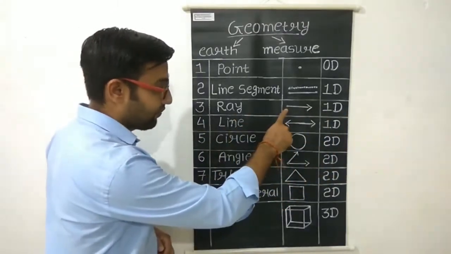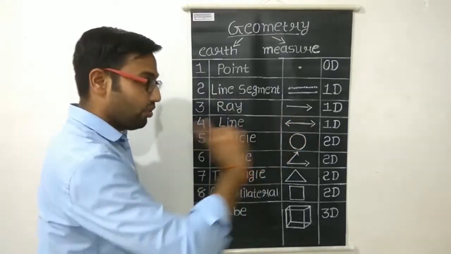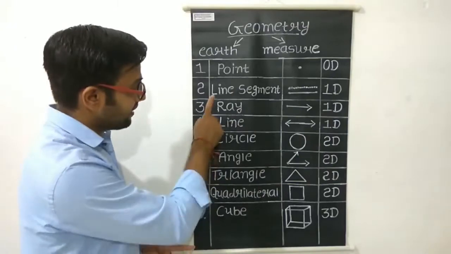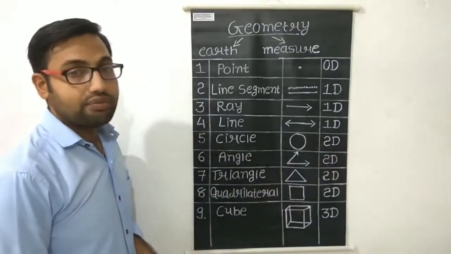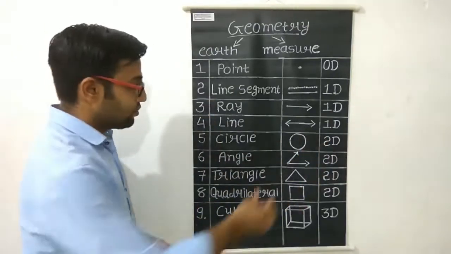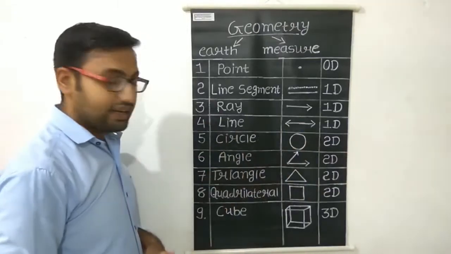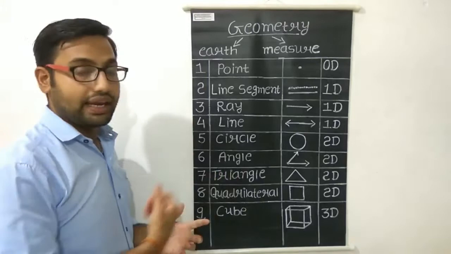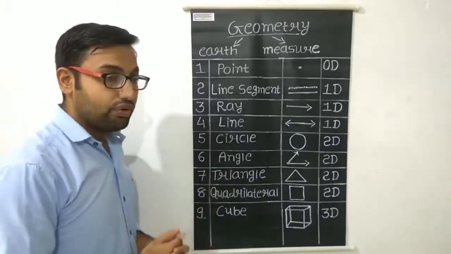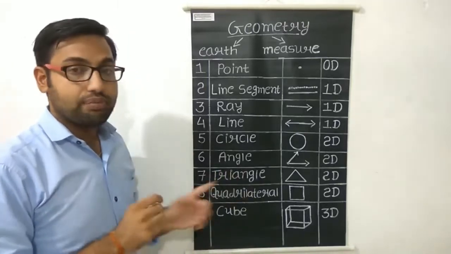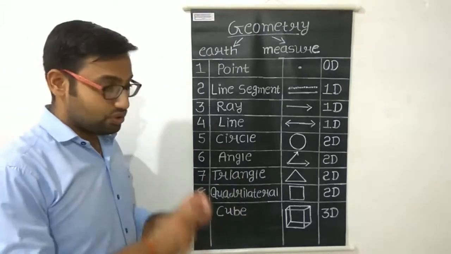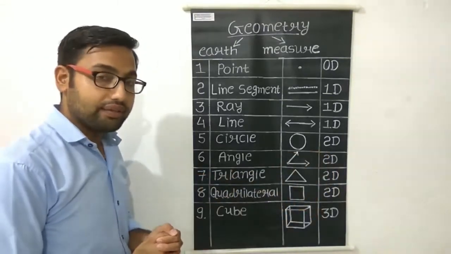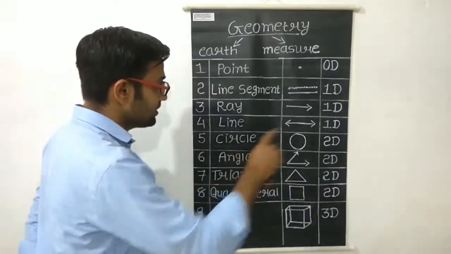The ray is fixed at one point and goes only one side up to infinity, but the line goes both sides up to infinity, right? For this we can take an example, like the number line, where we represent all the numbers, and that number line is also continuously going both sides, never ending. Okay, so this is about the line.